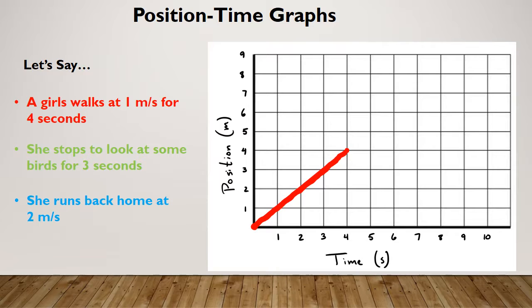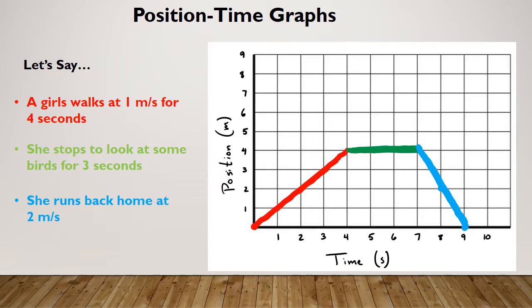And then she stops for 3 seconds, and so her position isn't changing. So I can just draw a line, position not changing there for 3 seconds. And then it says that she runs back home at 2 meters every second. So after 1 second, she's gone 2 meters. Another second, another 2 meters. So there we just have a steeper line going down.